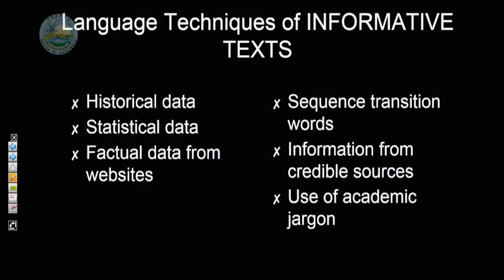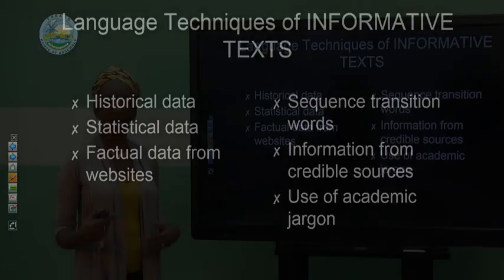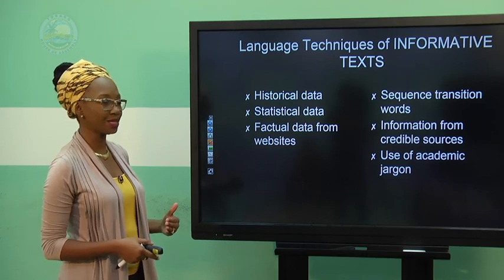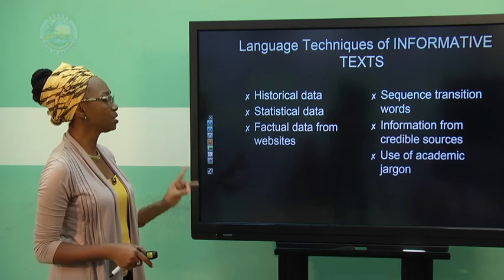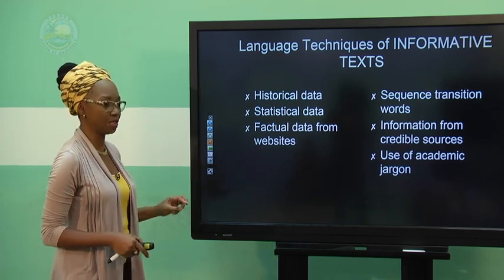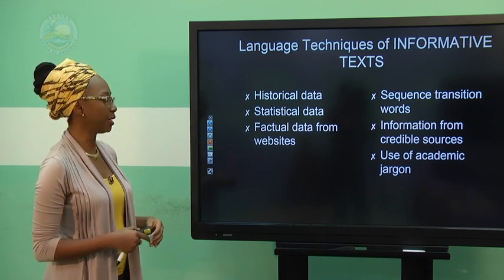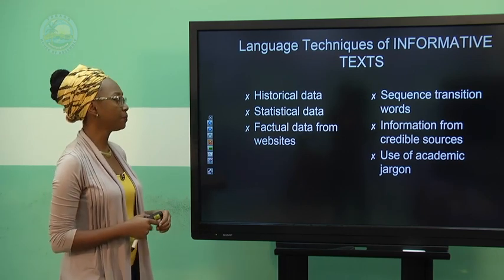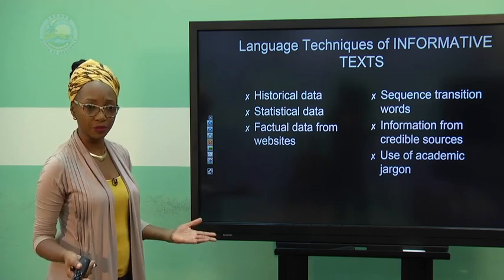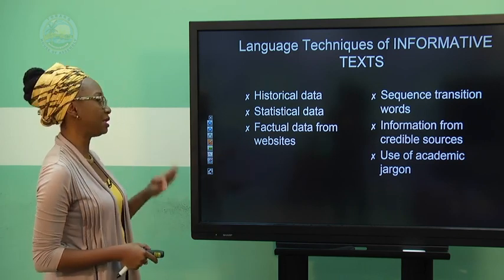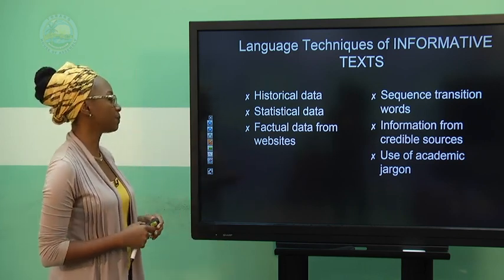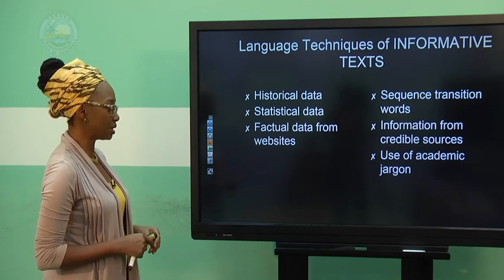Sequence transition words. Again, when I said go and do some research on transition words, for informative text, there are transition words that tell you that this is a sequence you're looking at, how the information is being laid out, and a sequence of events. If you're seeing transition words that speak about a sequence, first of all, in the beginning, secondly, thirdly, consequently, in the first place, these are transition words specifically that tell you there's a sequence of events.